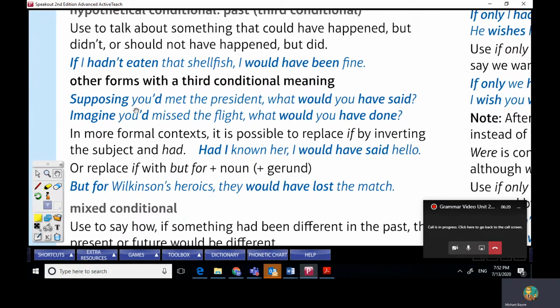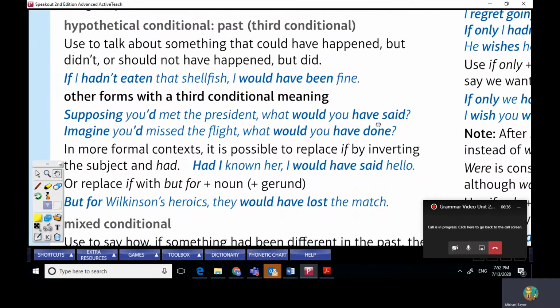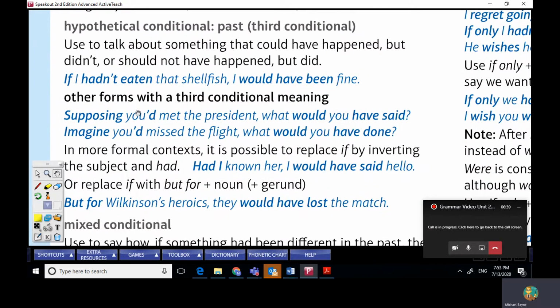We have supposing, and then the subject, and then the past perfect, had met, and then in the main clause, would and have said. They just made this one into a question. Supposing you had met the president, what would you have said? Now, it could have happened. You could have met the president, but you didn't. But if you did meet the president, what would you have said?